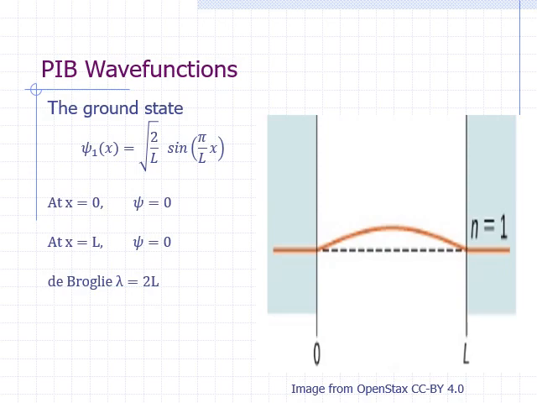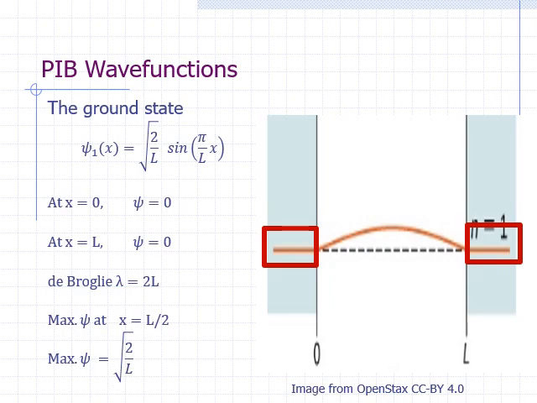We can see that the maximum value of psi occurs in the middle of the box at L over 2. What do you think is the value of psi at this point? If you recall, the range for the sine function is -1 to +1. So the maximum possible value for the sine factor here is 1. This means that the maximum value for psi is square root of 2 over L. Finally, note that outside the box, psi is 0. Our function is continuous and single valued.